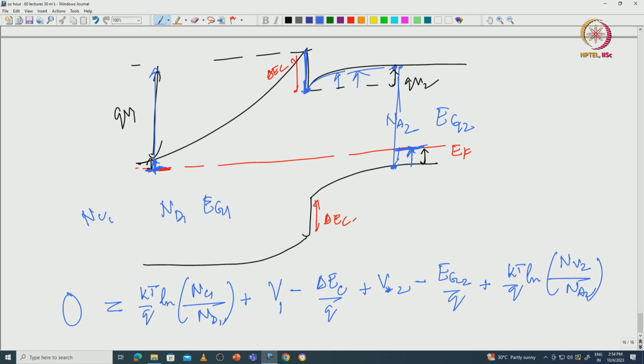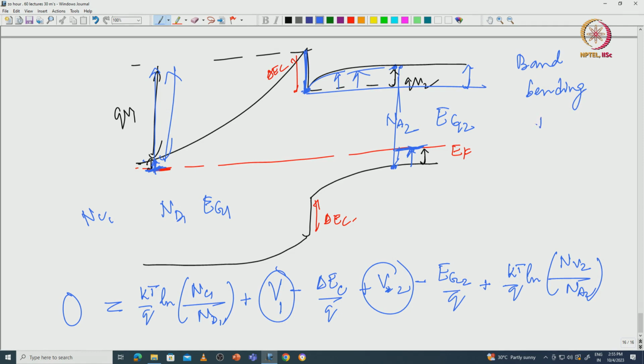Now what this means is that your built-in potential is basically V1 plus V2, which is the band bending here. How much is the band bending on the N side plus how much is the band bending on the P side. So the band bending on both sides, you add them up together. So this is the band bending on this side, and this is the band bending on the other side. You add them both, which is basically V1 plus V2. This plus that. So that is band bending.